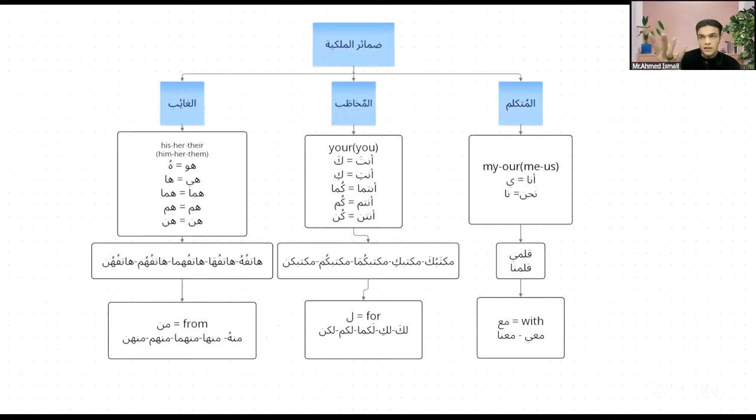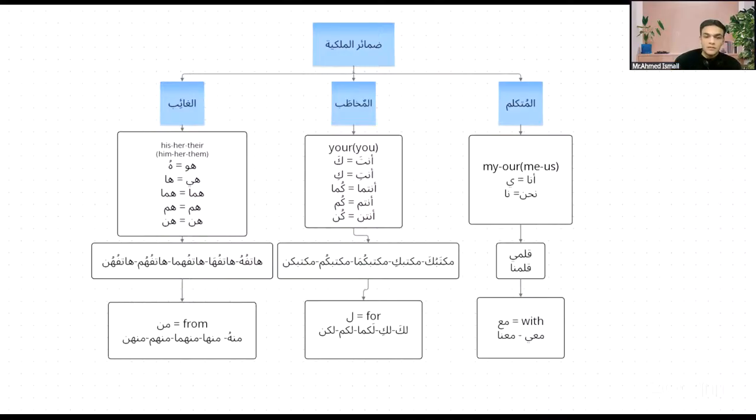If I want to say for them, like I did this thing for them, for example, how can I say that? When I say them here, I mean two persons. So I would say lahuma, like for them. And if I want to say from them, meaning two persons, I say minhuma. If I want to say with them, meaning two persons, I say ma'ahuma, and so on.